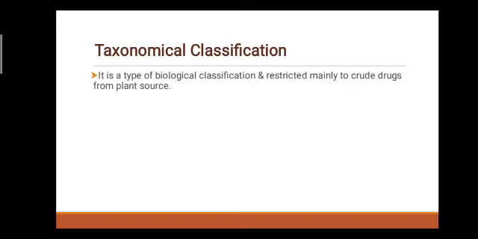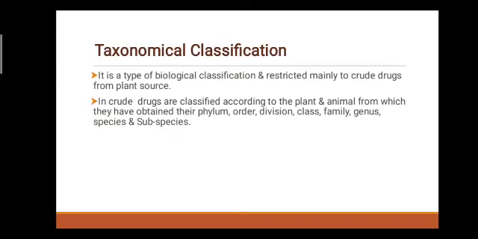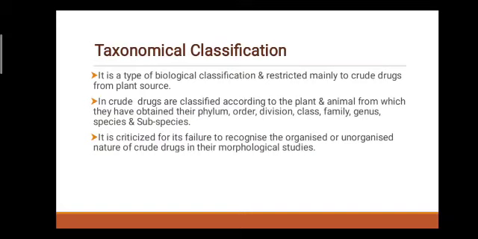Then the second class, taxonomical classification. It is a type of biological classification and restricted mainly to crude drugs from plant source. Crude drugs are classified according to the plant and animal from which they have been obtained: phylum, order, division, class, family, genus, species and subspecies. It is criticized for its failure to recognize the organized and unorganized nature of crude drugs in their morphological studies.